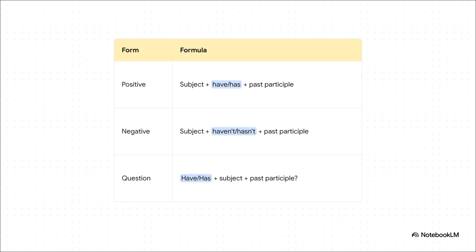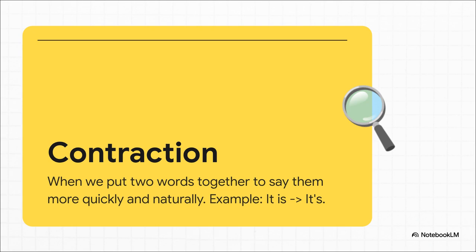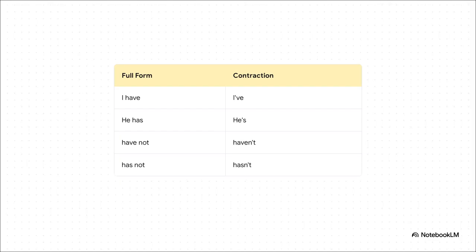Simple as that. Now, here's a quick pro tip to help you sound more natural when you speak. You'll want to use contractions. This is just when we squish two words together so they flow better, like turning it is into it's. These are the ones you're going to use all the time with the present perfect. I have becomes I've. He has becomes he's. And have not turns into haven't. Seriously, try saying them out loud. You'll immediately hear how much more natural it sounds.